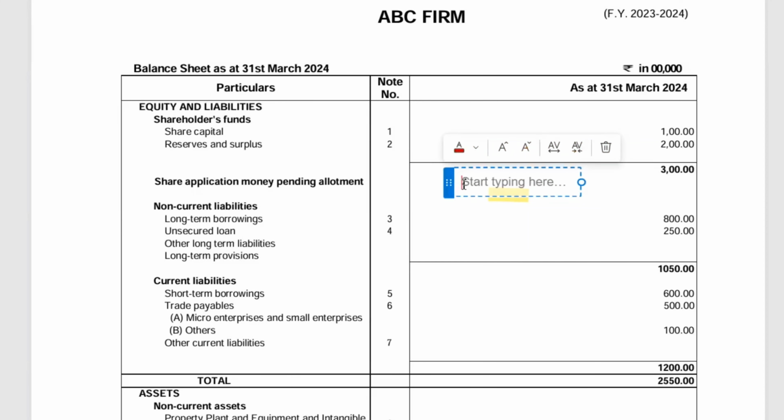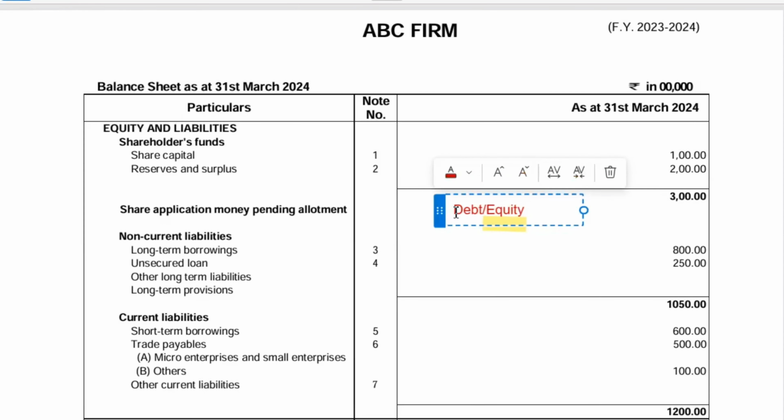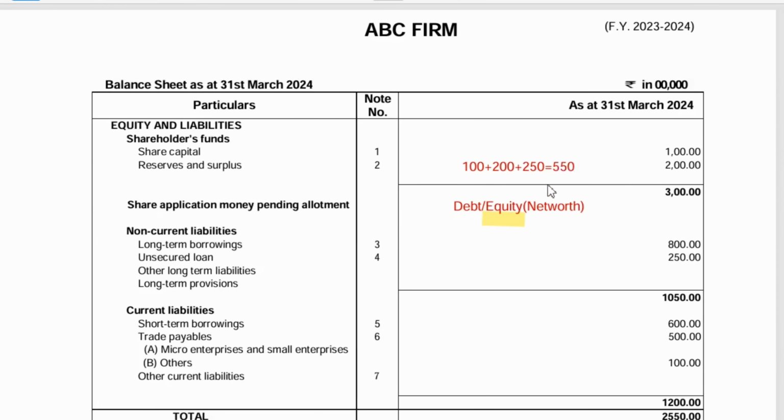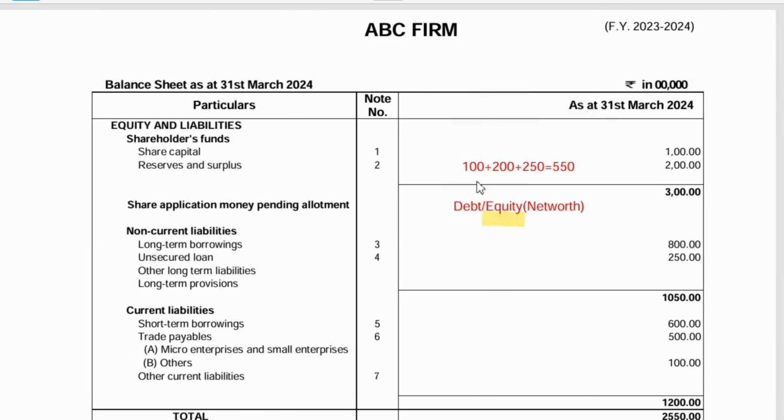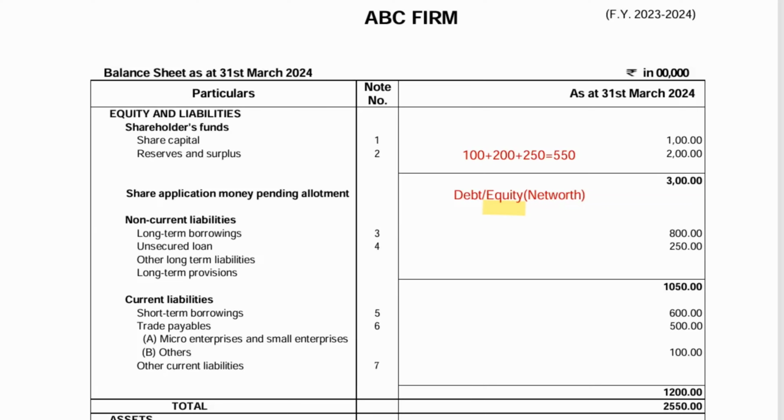So now talking about the first parameter, that is debt equity ratio. The formula of debt equity ratio is quite simple: debt divided by equity. As far as the equity of the firm is concerned, we have already calculated the equity, that is the net worth of the firm, 5 crore 50 lakh. Now talking about the debt of the firm, here debt means long-term debt. So we have long-term debt in the form of long-term borrowing and unsecured loan.